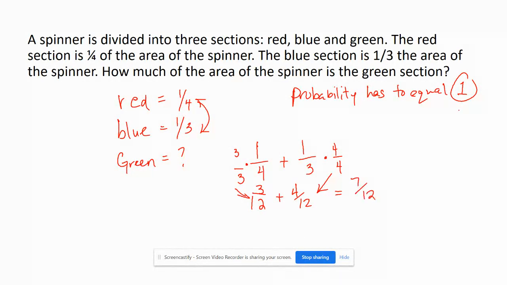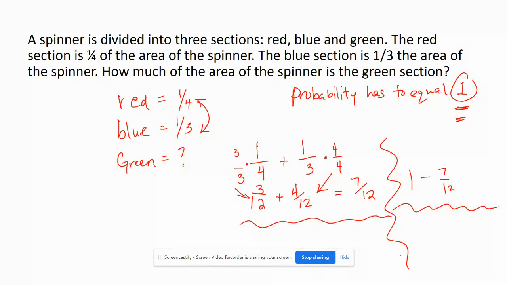Now, my total has to be 1, remember? So I would have to say 1 minus 7/12. Of course, if I'm subtracting, I have to have the same denominator. Let me split that up for you. So this will have to be 12 over 12, right? Because 1 equals 12 over 12. Minus 7 over 12 would leave 5 over 12. So green has to be 5/12 of the spinner, because all of these will equal 1 if I add them up together.